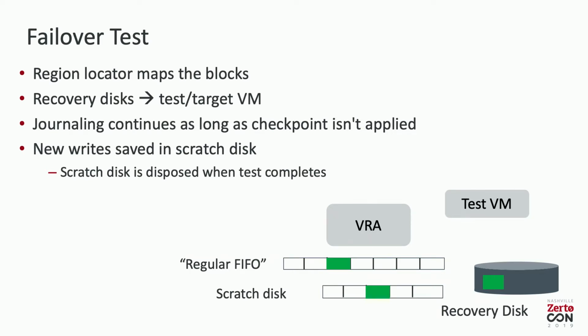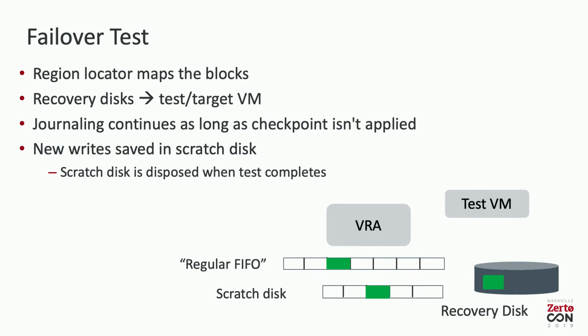Now let's say the test VM tries to read a block. That read is actually handled by the VRA, and the VRA says, oh, the VM is trying to read block 50 or 1500. Okay, let's look it up in the region locator. Oh, it actually resides in the journal in that location. So it services the read by providing the data from the journal based on the region locator.